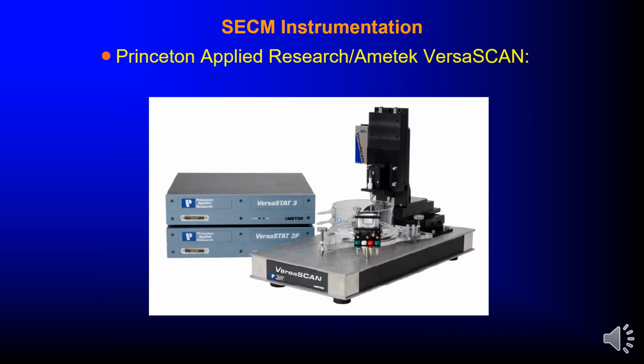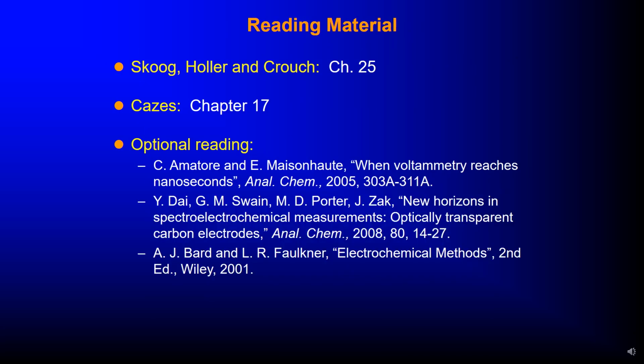So the instrumentation, as you can see, Princeton Applied Research. These are just the instrumentation, and that is what we could cover in this chapter. For more reading you can see Skoog, Holler, and Crouch, chapter 25, and many more. Thank you so much for listening.